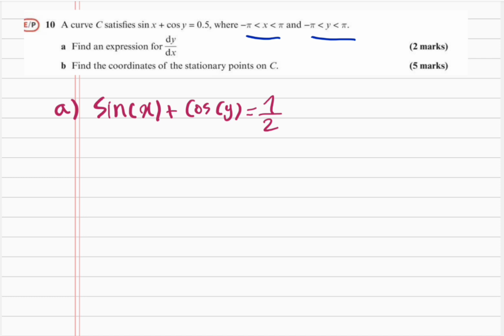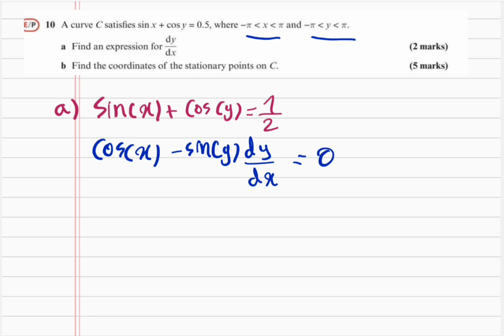So in part A, we want to find the derivative dy/dx of the function. So this is an implicit differentiation, and we first differentiate sin x, which differentiates to cos x, and cos y differentiates to minus sin y, but it also has the term dy/dx because y is a dependent variable, so that's why we always write down dy/dx after the derivative, and the half differentiates to 0.